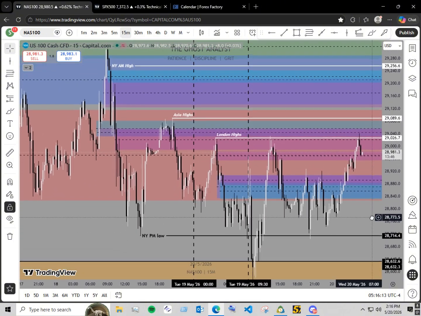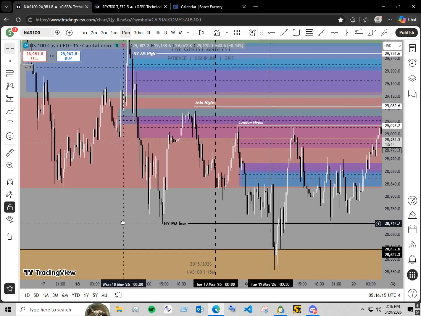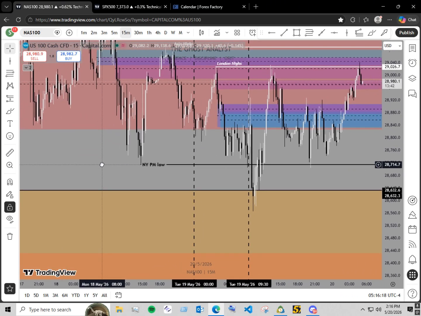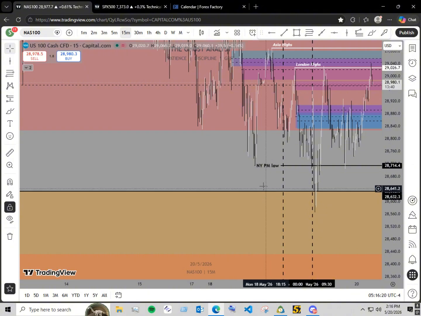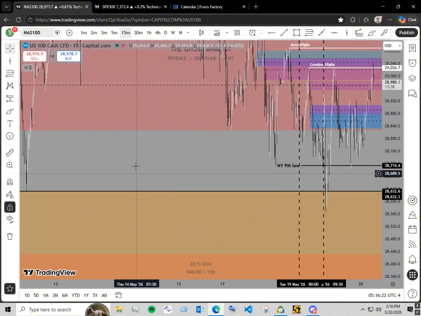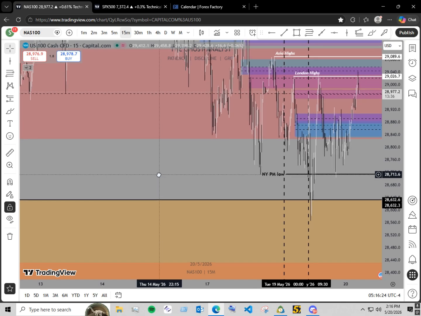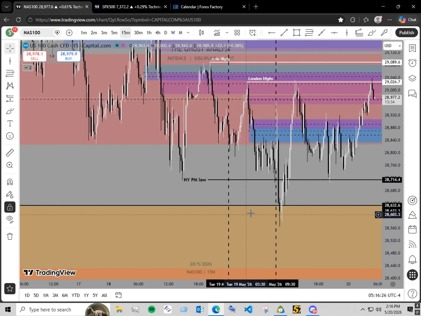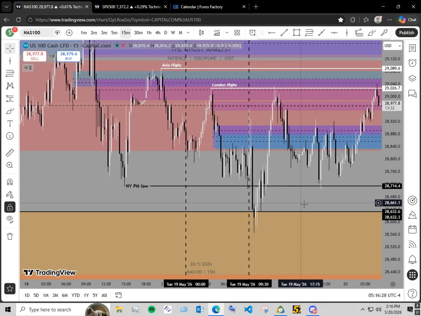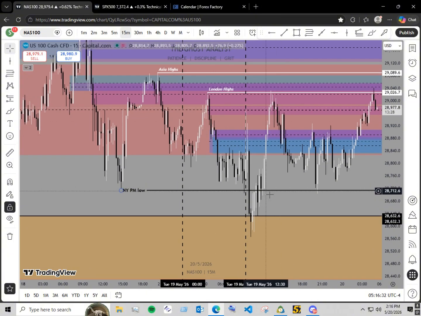Now clearly we had draws on liquidity to the upside, but I knew the main draw on liquidity on that day was this weekly unmitigated gap that I have marked right here. I showed you on the weekly time frame as well. So this was the main draw on liquidity. I was only going to take a short. I was not willing to take any longs this day.